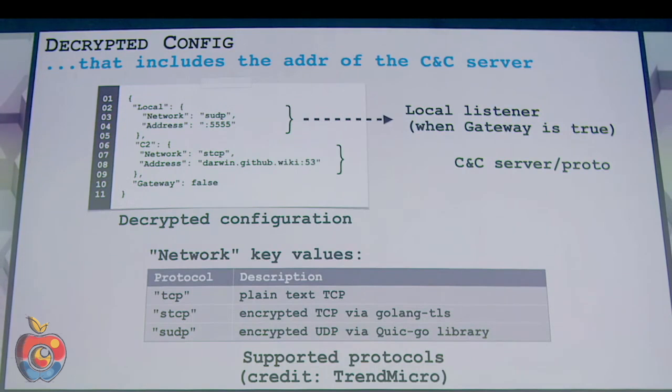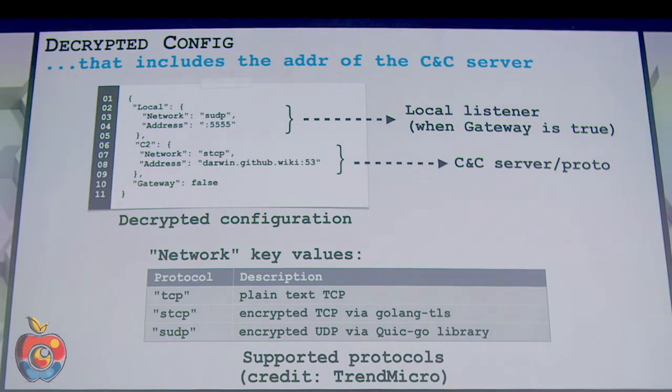So let's look closer at that decrypted config. At the top, we can see there's some information to set up the malware to run in gateway mode. We don't really care about that. But in the middle, we can see, yes, indeed, there is command and control information, specifically the address and port of where the malware will connect out to, and then also the protocol. Trend Micro documented this as well. Basically, there's 3 different types: TCP in plaintext, or encrypted, and/or encrypted UDP as well.